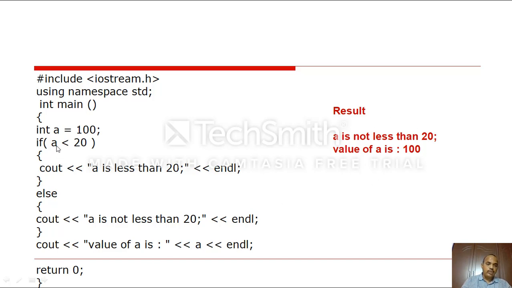If the condition is true, execute the first block. Otherwise the control goes to the else block. After the else block, this next statement is executed. When the condition becomes false, it will not execute the if block. The control goes to the else block and executes it, and also executes the last cout statement. Clear? This is not related to the if statement; it is related to the main function. That's why if it is true, it is executed. If it is false, it executes the else block and also executes the cout statement.